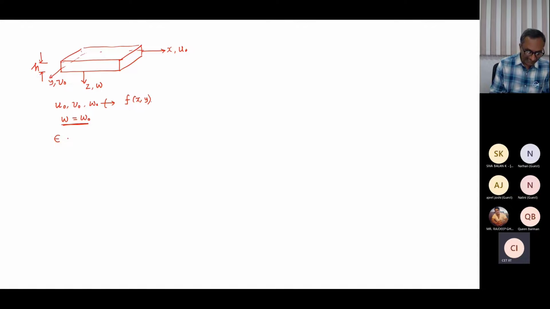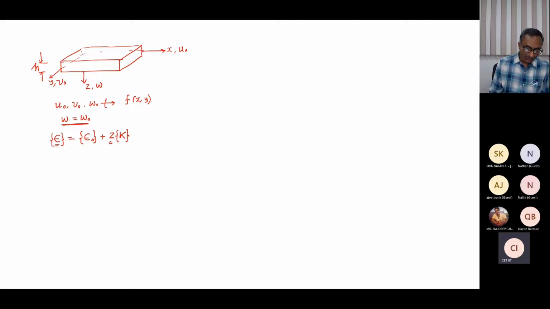With that assumption, what we get is that epsilon, the strain at any z, is a function of epsilon naught, that means mid surface strain, plus z k. Now this is all three components of strains, epsilon x, epsilon y, gamma xy. This is strains, and this is curvature. So the strains vary linearly with z, and this is straight away an outcome of our displacement field assumptions.